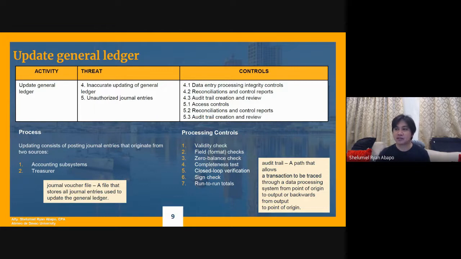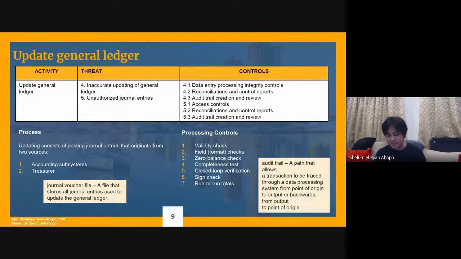Another control that can be used, class, to mitigate these threats will be the reconciliation and control reports. Reconciliations and control reports can detect whether any errors were made during the process of updating the general ledger. One form of reconciliation is the preparation of the trial balance. You know the trial balance, right?